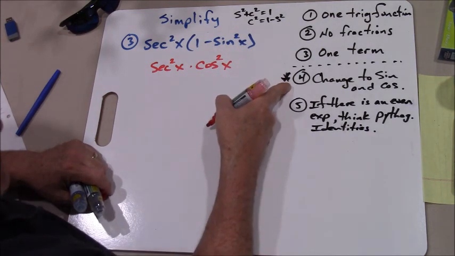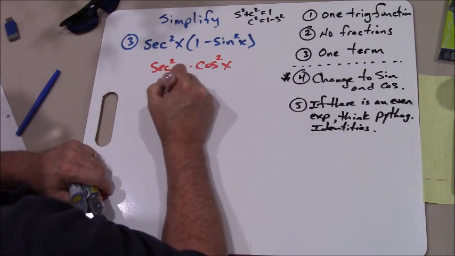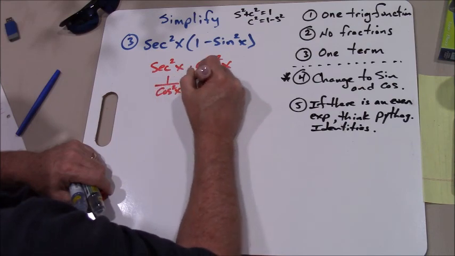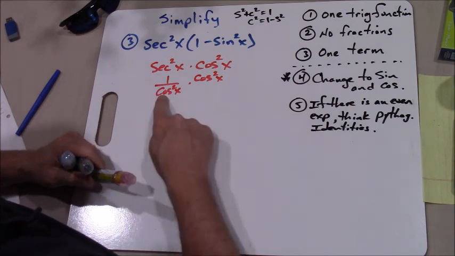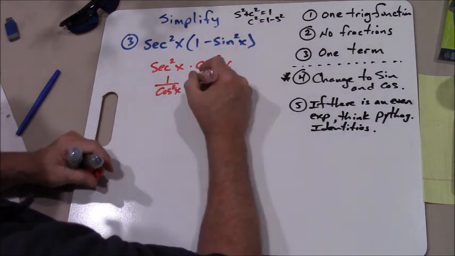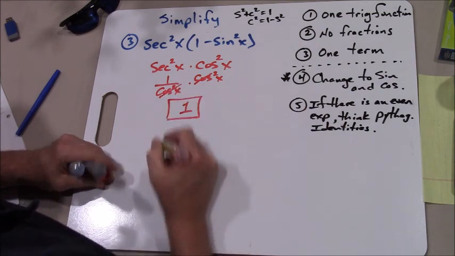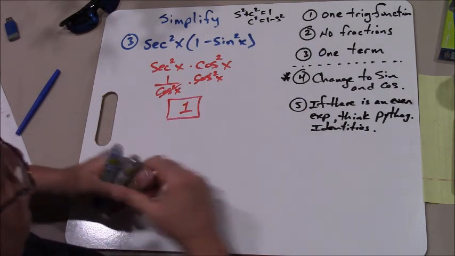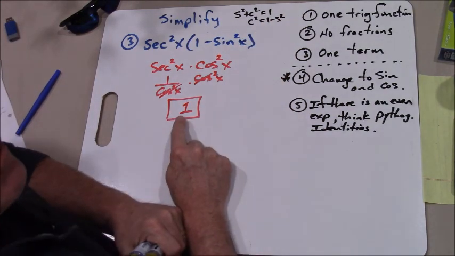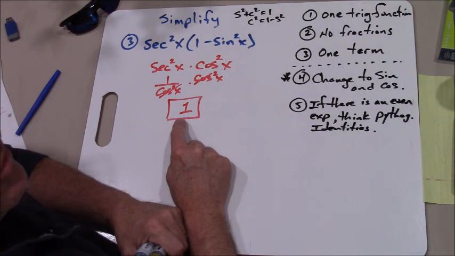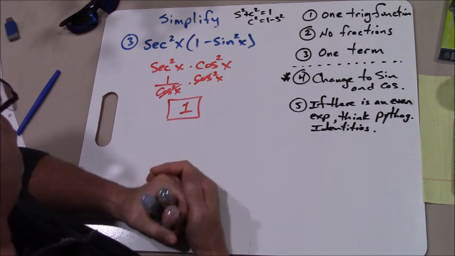If I go back to my strategy here, change to sines and cosines, this would be 1 over cosine squared of x times a cosine squared of x. Since one's in the numerator and one's in the denominator, I can cancel those, and I'm just left with 1. So when we say that this is our goal, to get down to one trig function, it doesn't mean that you have to have one there. It's okay to get down to just a number. You know, that would be fine. So this is now simplified.